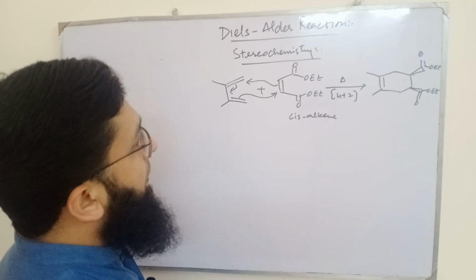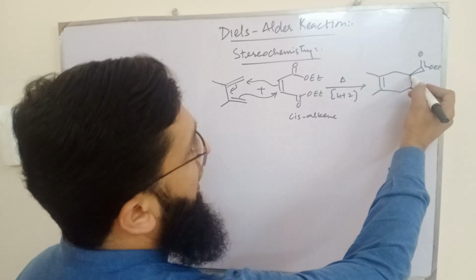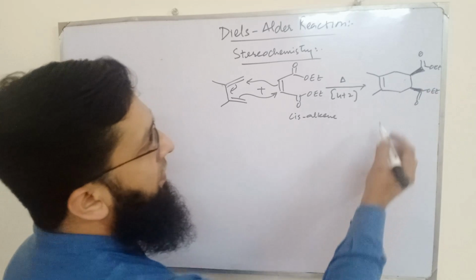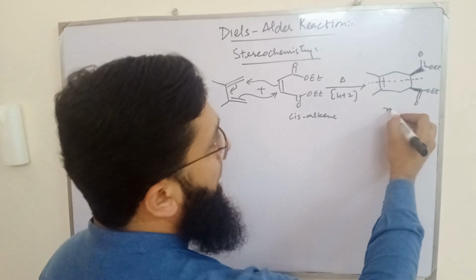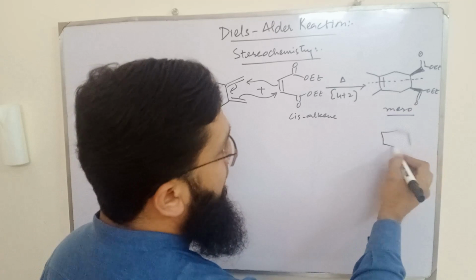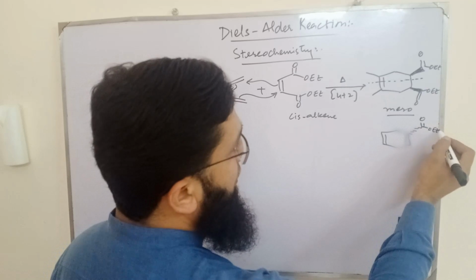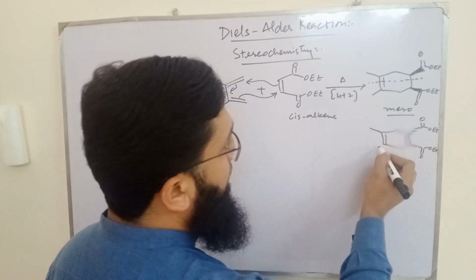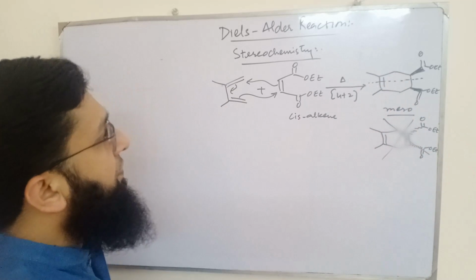So originally, in the starting material, we had both the groups on the same side, so in the product as well they would appear on the same side. And in this case we can see that there is a plane of symmetry. So this molecule would be meso. So we do not have to draw the other isomer, the other stereoisomer, this one. So we would just cross it because this is meso.